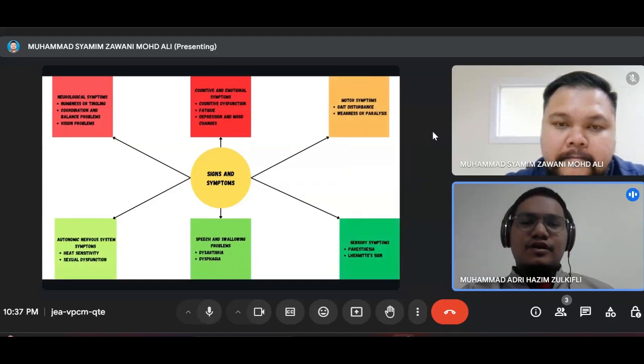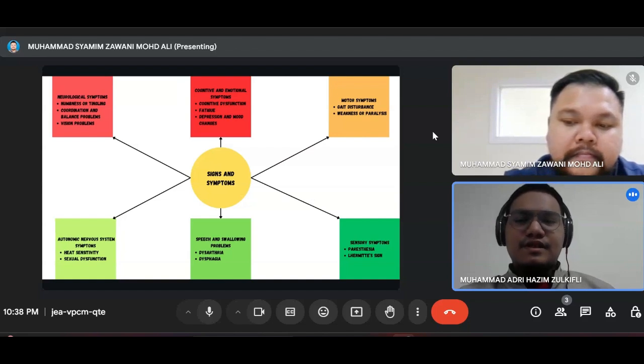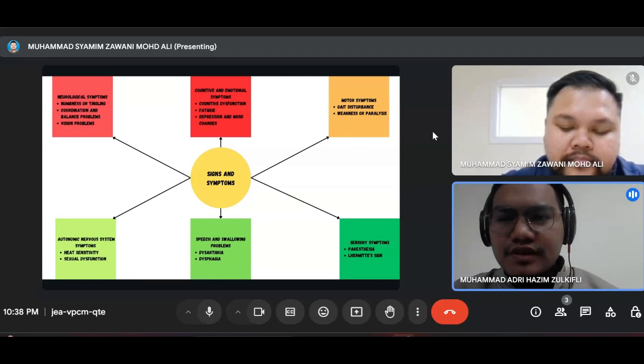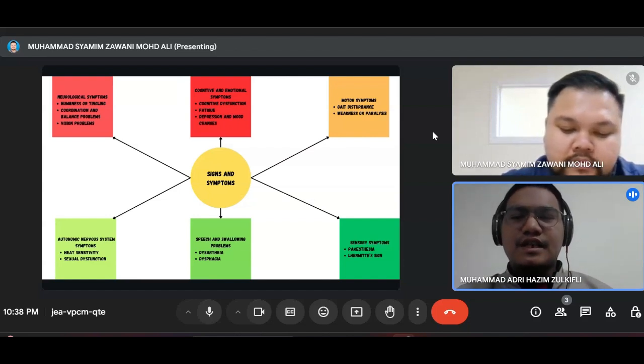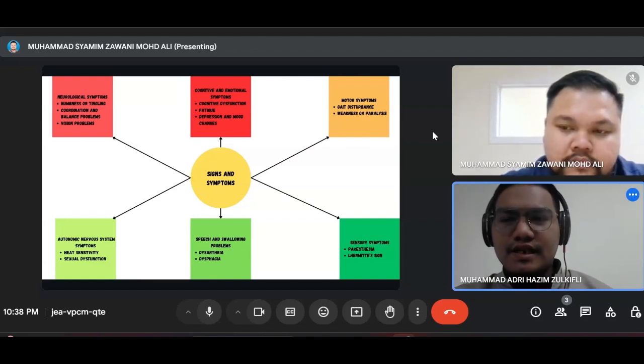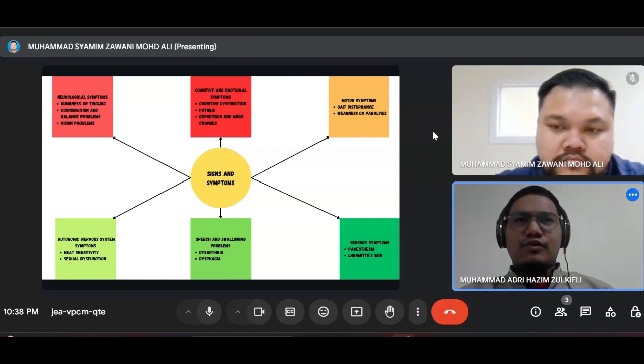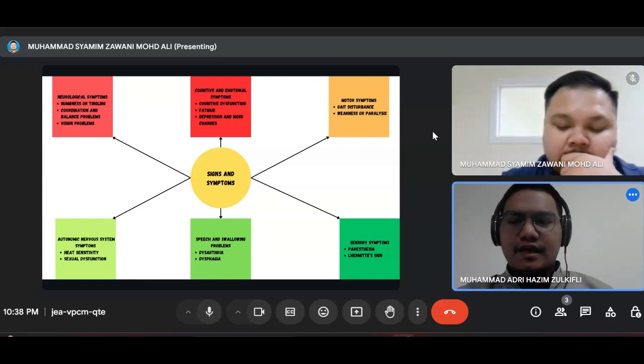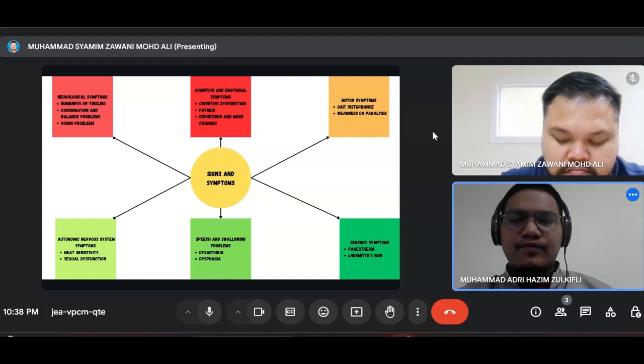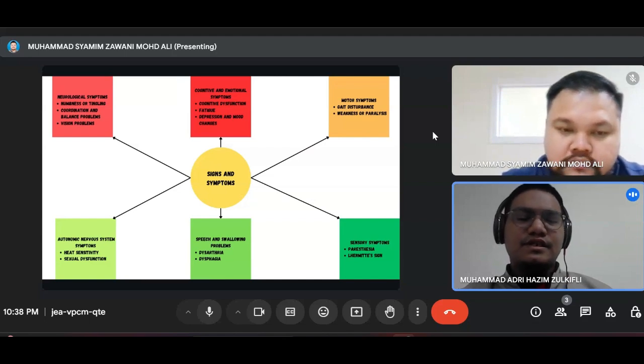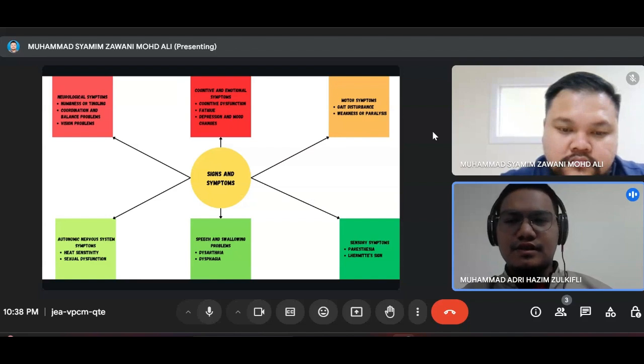Now we are going to discuss the signs and symptoms of multiple sclerosis. The first one is a neurological symptom, which is numbness or tingling. As we know, it often happens in the limbs, face, and other parts of the body. This is one of the more common initial symptoms that we can see when someone has multiple sclerosis.